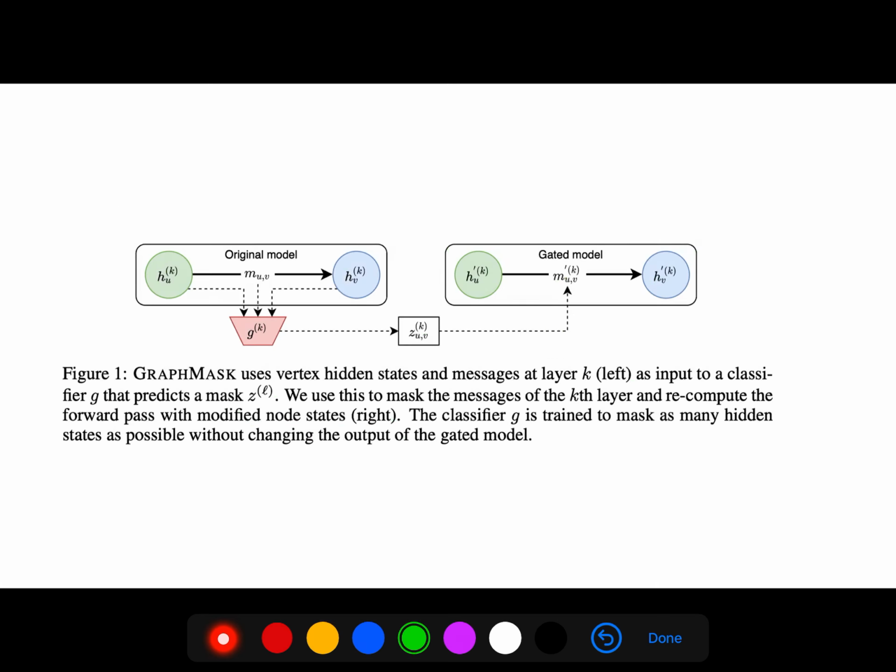So this is the graph mask that uses hidden states and messages at layer K as input to a classifier G, and that predicts a mask Z. We use this to mask the messages of layer K and recompute the forward pass with modified node states. The classifier G is trained to mask as many hidden states as possible without changing the output of the gated model.